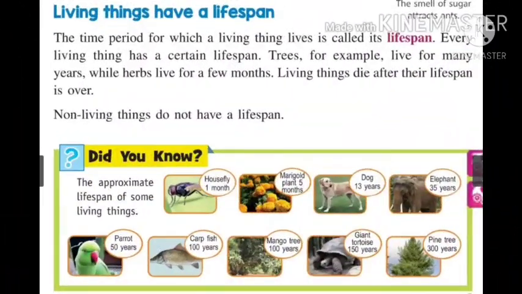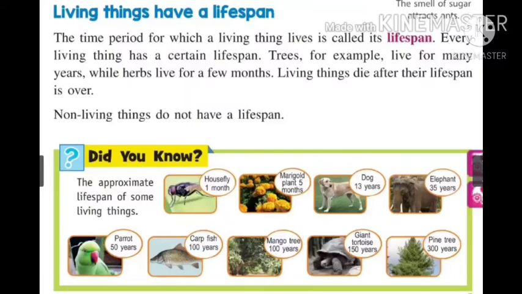Now the last subtopic we have is that living things have a lifespan. The time period for which a living thing lives is called a lifespan. Every living thing has a certain lifespan. Trees, for example, live for many years, while herbs live for a few months. Living things die after their lifespan is over. Non-living things do not have a lifespan.